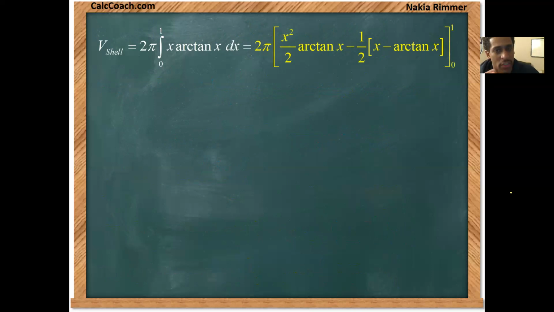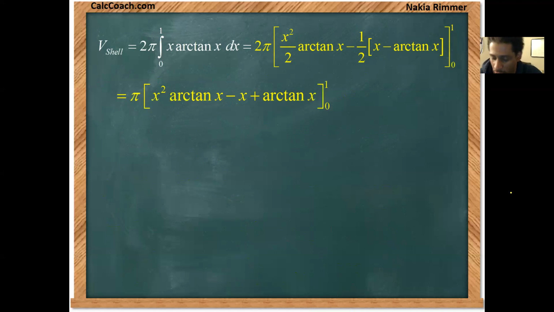I like to simplify as much as possible before I plug in. So if we distribute the 2 across, you see how we have the halves in both of them. Distributing the 2 makes those 2's go away. And then I see this x squared arctan x and this plus arctan x. Why should I keep them separate? Let me put them together and factor out the arctan. I have x squared plus 1 quantity times arctan. A little easier, a little cleaner.